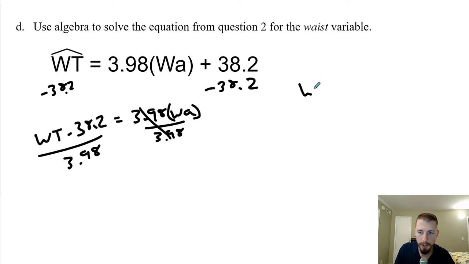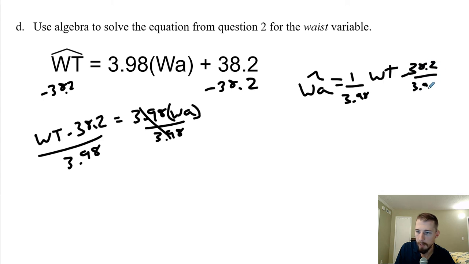So now we're predicting the waist hat is going to be equal to the WT. We can go ahead and actually divide the WT, do the reciprocal of that for the slope. And then minus 38.2 divided by the same value of 3.98. And you could write that as a new decimal as well if you really cared, or you could just leave it in this form.